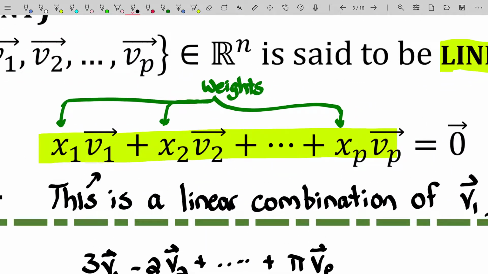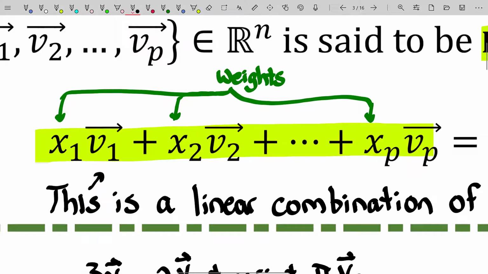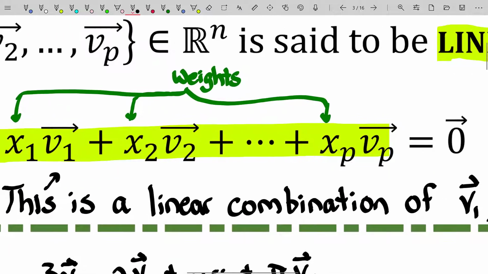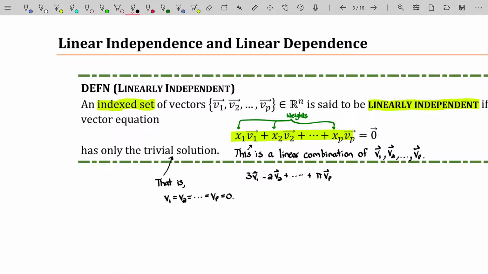Now, does this mean that every time you're handed a linear combination of the vectors v1 through vp with variable coefficients, and I say that that equals 0, that implies all x1 through xp have to be 0? No. But if this set of vectors is going to be linearly independent, then the answer to that is yes. Again, there's so much to be said about this definition that I want to spend a little extra time here.